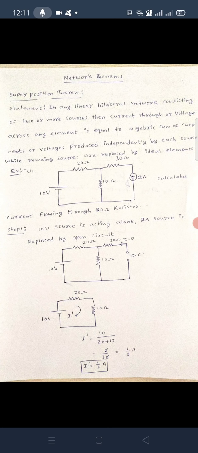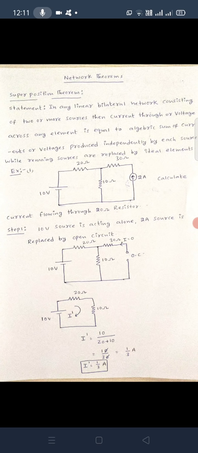In any linear bilateral network consisting of two or more sources, the current through or voltage across any element is equal to the algebraic sum of the currents or voltages produced independently by each source, while the remaining sources are replaced by ideal elements.